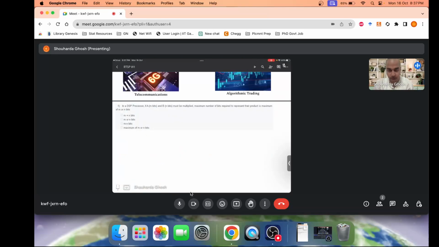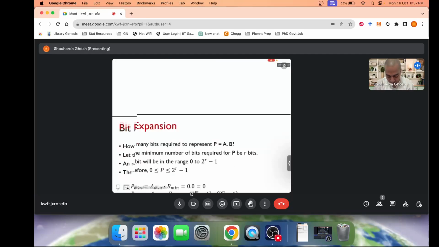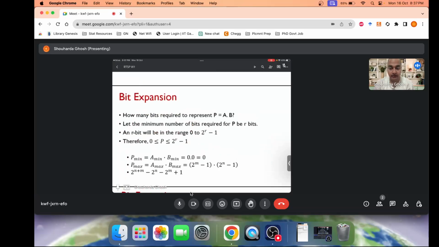Okay, so let's look back at the question. In a DSP processor, if A and B, these are two digital words, A is M bits and B is N bits, and they must be multiplied, the maximum number of bits required to represent their product is maximum of how much? M plus N bits, M or N bits, M minus N bits, or max of M or N bits. Let's see what we had learned in lectures, and I'll take a practical example and show you.